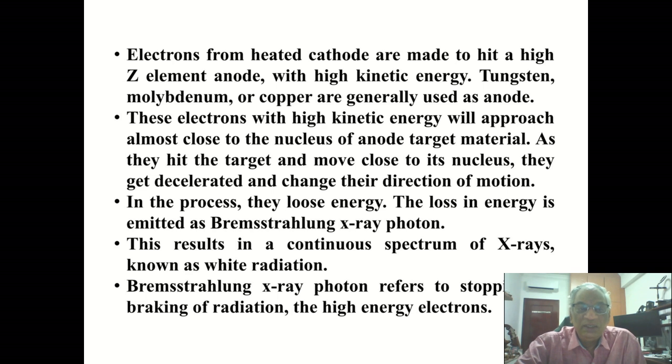As they hit the target and move close to the nucleus, they get decelerated, that means they get slowed down and change their direction of motion. In the process, they lose energy. The loss in energy is emitted as Bremsstrahlung X-ray photon. This results in a continuous spectrum of X-rays known as white radiation. Bremsstrahlung X-ray photon refers to the radiation generated due to stopping or braking of high energy electrons.